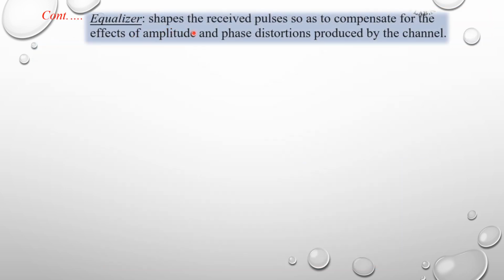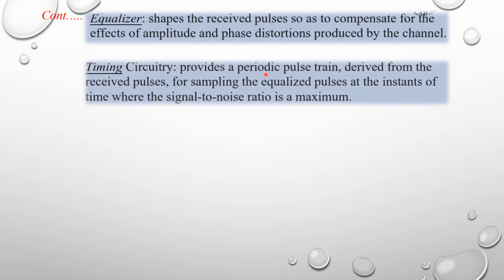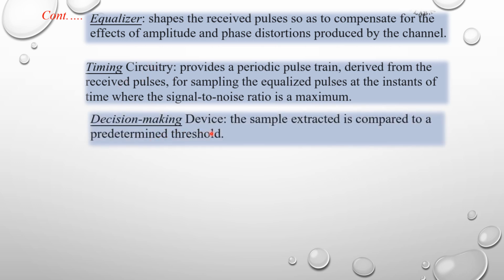The equalizer shapes the received pulses so as to compensate for the effect of the amplitude and phase distortion produced by the channel. This is the function of the equalizer. The timing circuit provides the periodic pulse train derived from the received pulses for sampling the equalized pulses at the instant of time where the signal to noise ratio is a maximum. So this is the function of the timing circuitry. The function of the decision making device is that the sample is compared to a predetermined threshold.